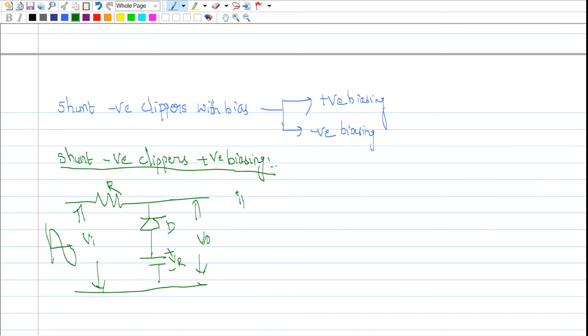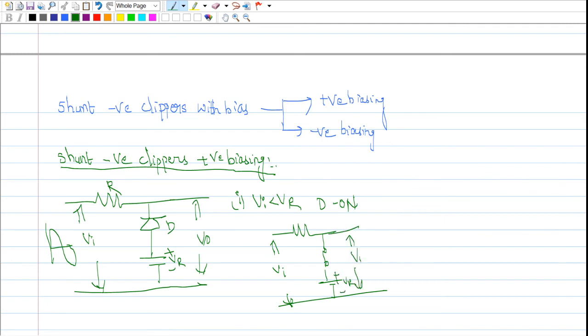Again you have to apply the two conditions. First, when Vi is less than VR, reverse voltages are connected to the cathode terminal, so the diode is conducting. The diode is on, it is short circuited. Then the output voltage is the reference voltage, so V0 is equal to the positive reference voltage.